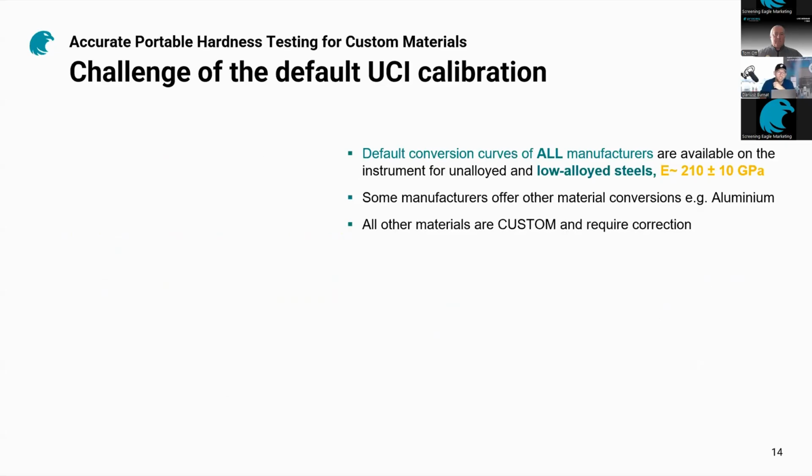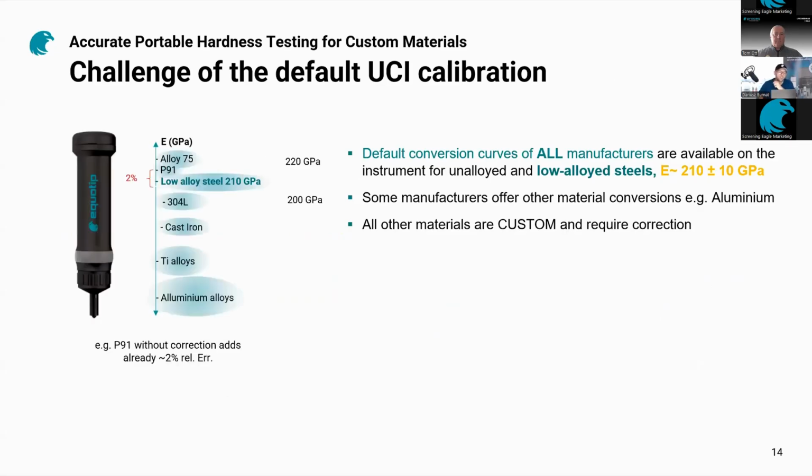The default conversion is 210. So here you see a short overview of some metallic materials and their differences in Young's modulus. As we already mentioned, 210 would be the default calibration, give or take 10 gigapascal. So anything within this range can, technically speaking, be tested successfully according to standards, and it's absolutely correct. One thing is certain: for example, if we take P91, depending on the manufacturer, its value can vary between 217 and 219, so you're really very close to the edge.